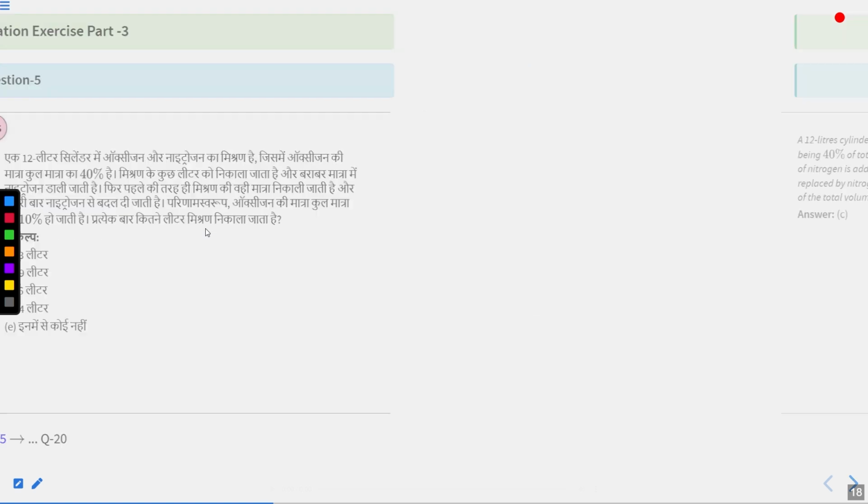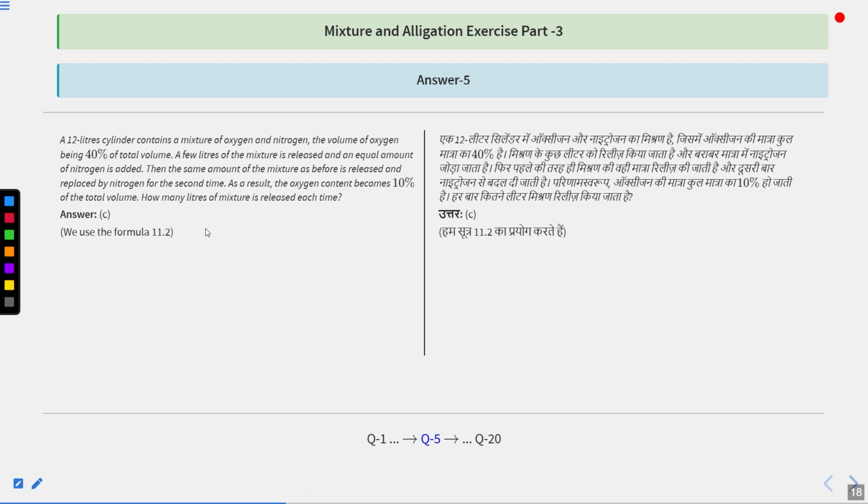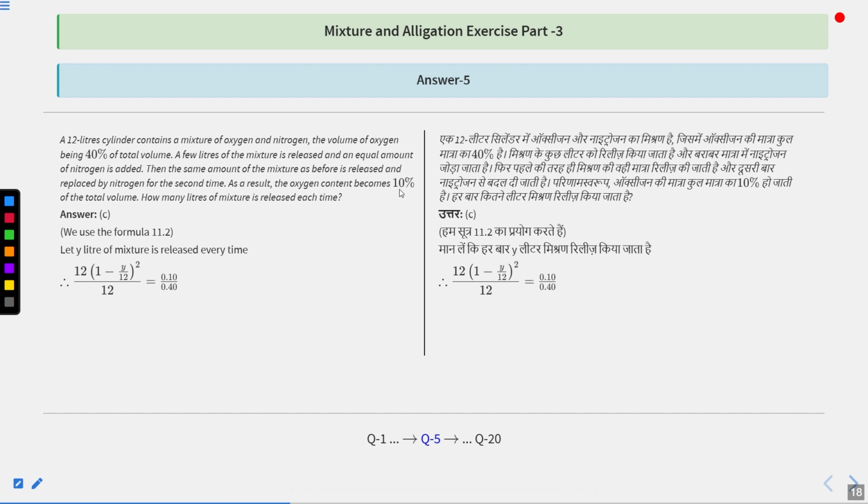Now time's up. Let's see the solution. Now we are going to use formula 11.2, which is the replacement formula. So let y liters of mixture be released every time. Clear? So in this question it is given that the oxygen content at the end is 10% of the total volume. Clear? It means when it is at last it becomes only 10% of the total volume. Clear? So we can calculate the value of the oxygen after these two repetitions. So we can just put this data in the formula.